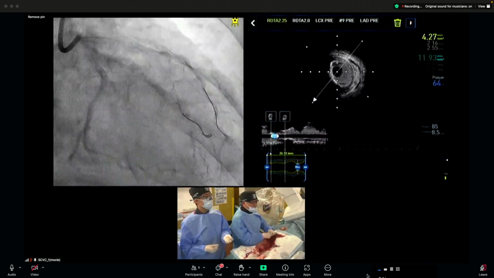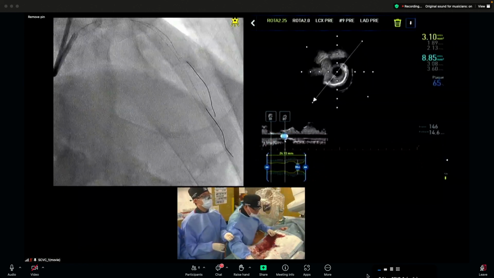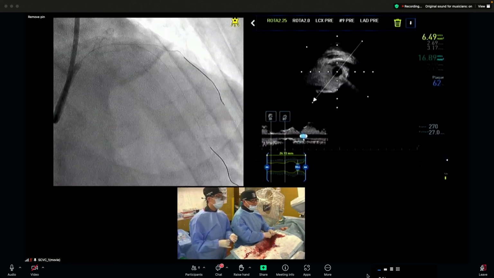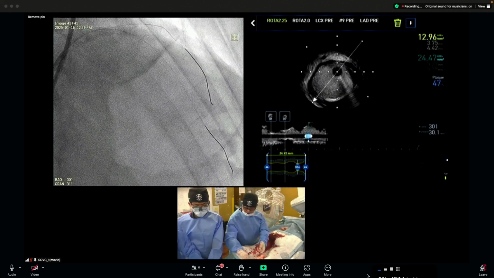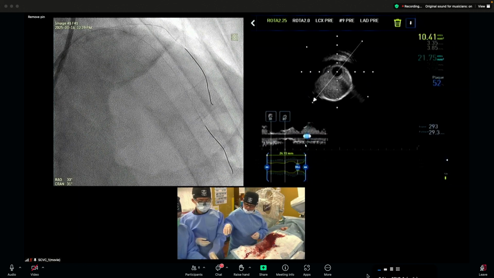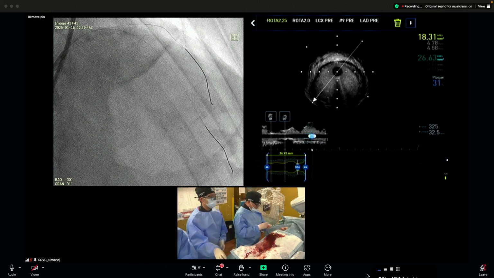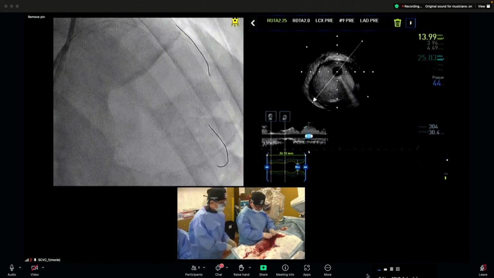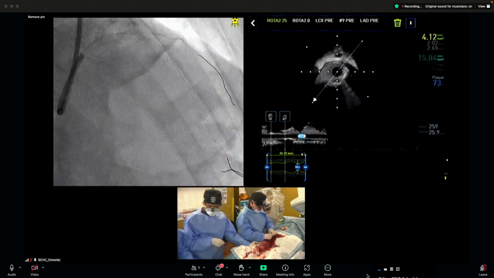Actually, I didn't get the IVUS image from the diagonal. Sorry, one more please. Dr. Kashima said, can you see calcification of the diagonal branch, the proximal portion of the diagonal branch? Yes, this is the proximal. Can you see the IVUS finding now? Anyway, we can see the calcification around the left main bifurcation site. However, not so severe.